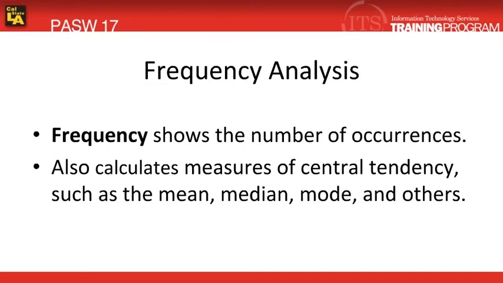So what exactly is frequency? Well, frequency will show us the number of occurrences as well as it calculates the measures of central tendency. Some of these measures of central tendency that we're familiar with would be, let's say, the mean, also known as the average. The median, which simply is the middle number found within a group of numbers. And then the mode is the number or multiple numbers that appear the most amount of times.